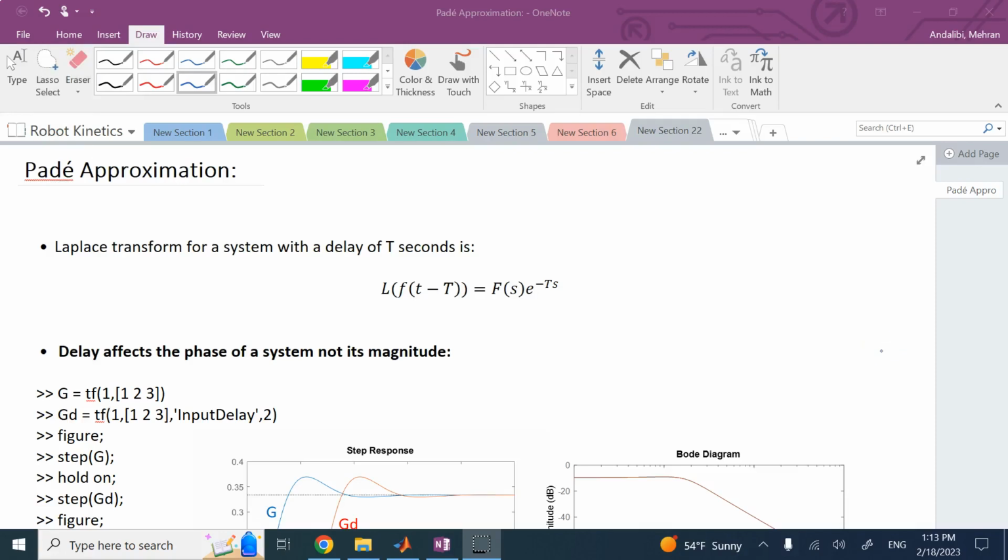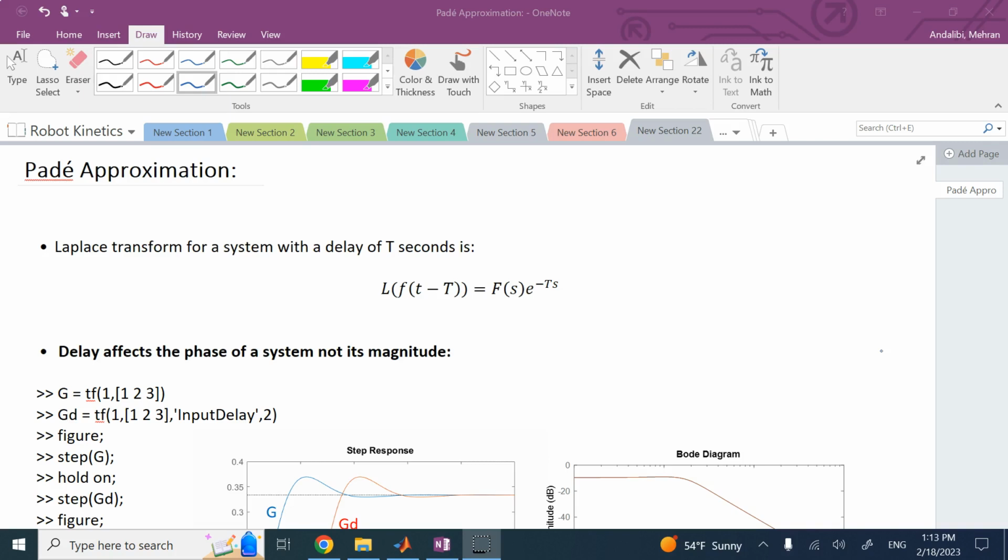Hello everyone. In this video we are going to talk about one of the approximations called Padé approximation that is very important and useful in controls. So this is very useful when you have system with delays.